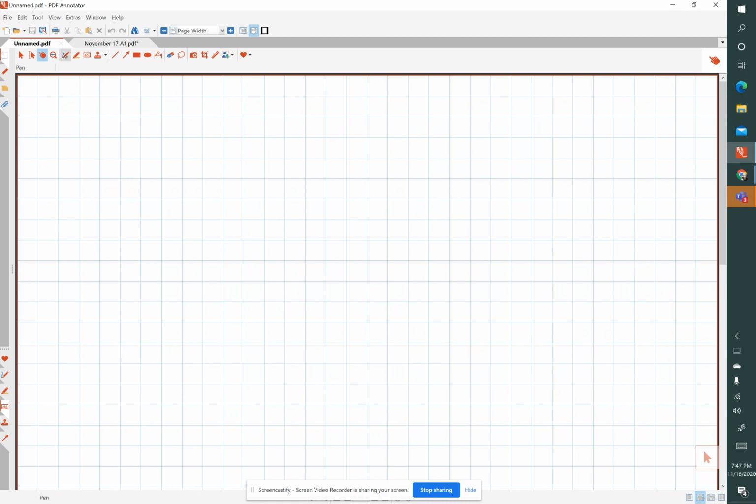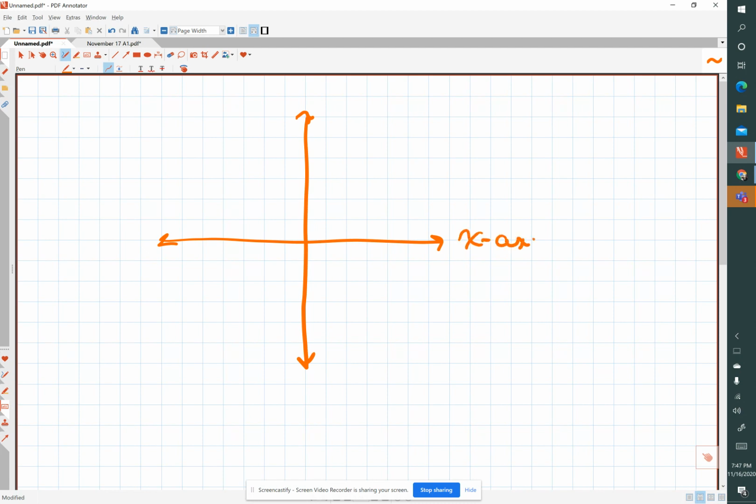And if I do this, let me get our color of the day. If I do this, thicker line, okay. I make a line like that. I make a line like that. And I'm going to label them. This is going to be my x-axis, and this is going to be my y-axis.